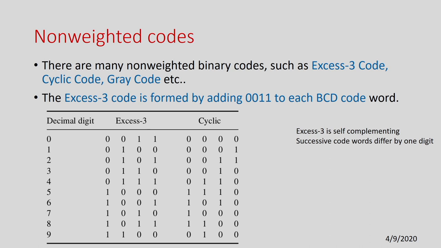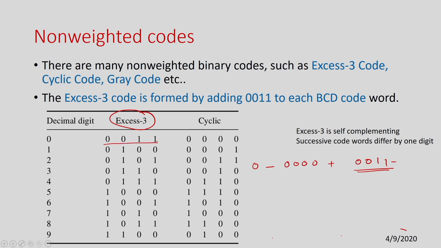The first one is excess 3. As the name suggests, it is excess of 3 from the binary. Whatever the corresponding binary number, if you add 3, it will become the excess 3 code. If I take 0, that is 0 0 0 0 which is 0 in decimal, and if I add 3, it becomes 0 0 1 1. This is 3. So, this is my 0 representation in excess 3.